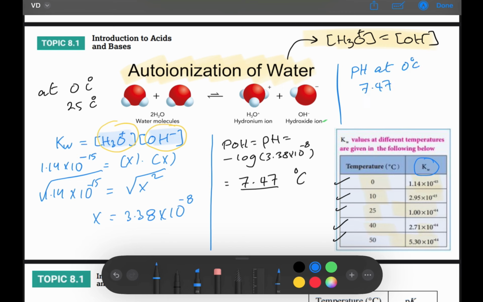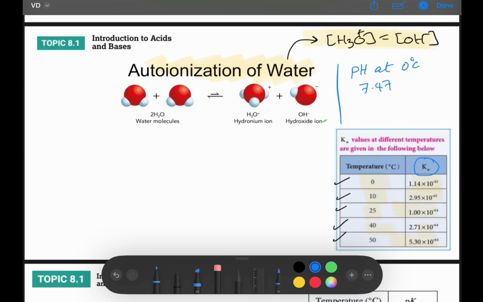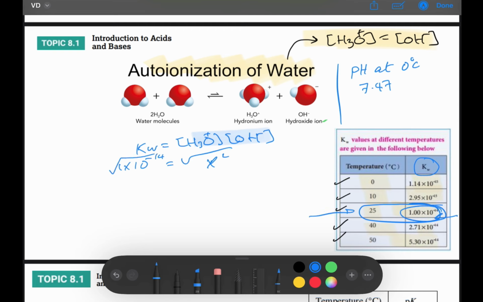Now let's do the same process, but at 25 degrees Celsius. What's the value of Kw at 25? Kw is equal to the concentration of H3O plus multiplied by the concentration of OH negative. Since the two concentrations here are equal, I can say this is x squared, and it's 1 times 10 to the power negative 14. We got it from here, don't forget that. X equals 1 times 10 to the power negative 7, which is the same as the concentration of H3O plus and the same as the concentration of OH negative.